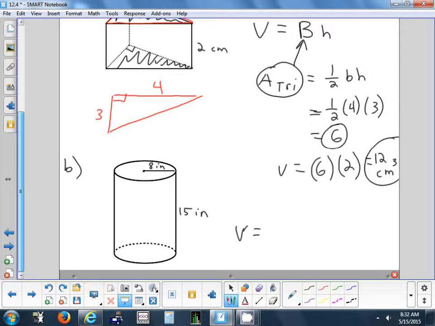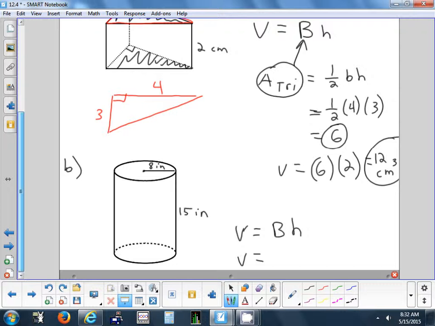Sarah, what's the formula for volume of a cylinder? Base times height. Perfect. Area of the base times the height. Now for a cylinder, the base is always the same. Morgan, what's the shape of a base in a cylinder? Yep, it's always a circle.